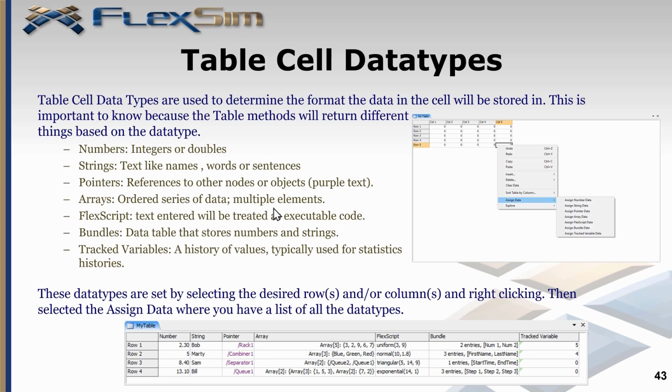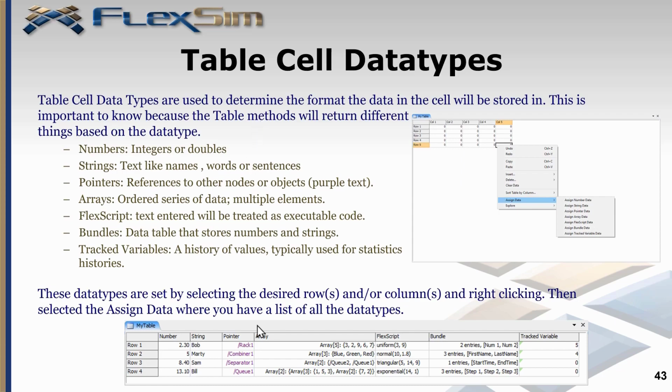Okay, let's talk about the different data types that the data within a global table can contain. The table cell data types are used to determine the format the data in the cell will be stored in. And this is important to know because the table methods will return different things based on the data type. So what are the different data types you can assign to the cells of a table? Well, we have numbers, which are integers or doubles, strings, text like names, words, or sentences, pointers, these are references to other nodes or objects, and the text turns purple. Arrays, these are ordered series of data with multiple elements.